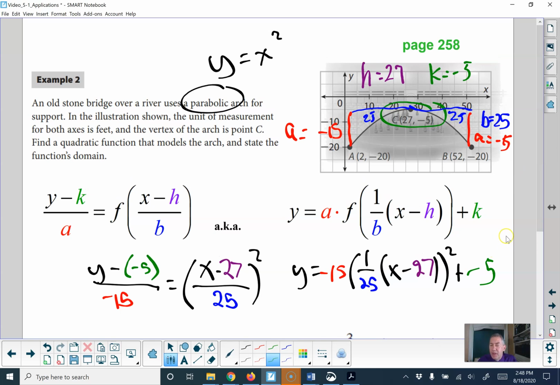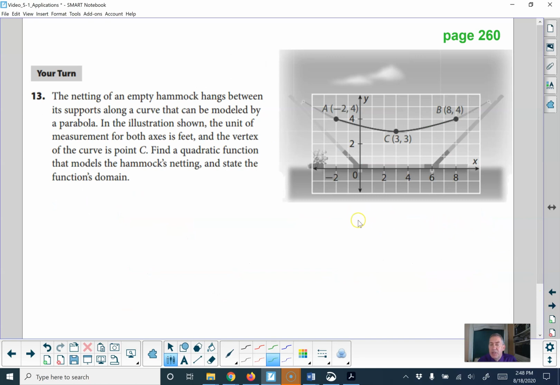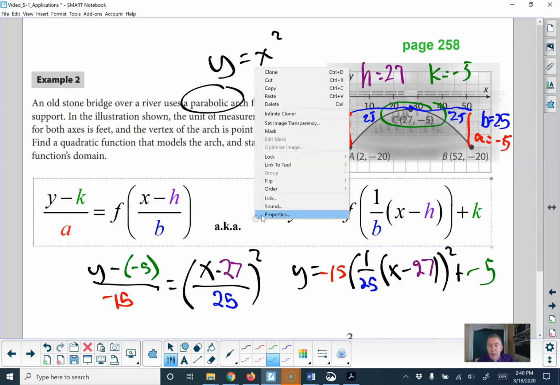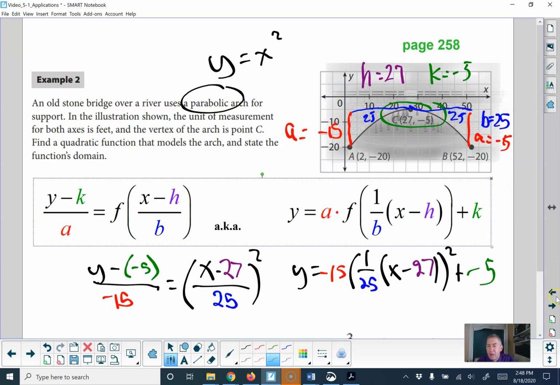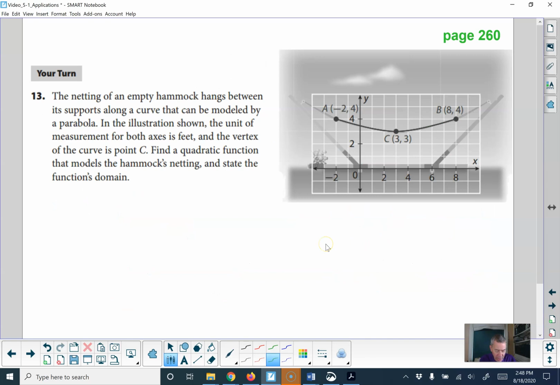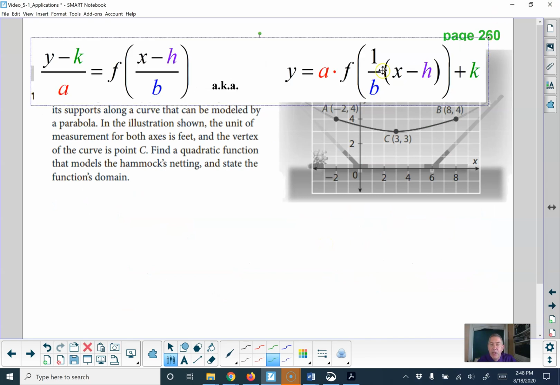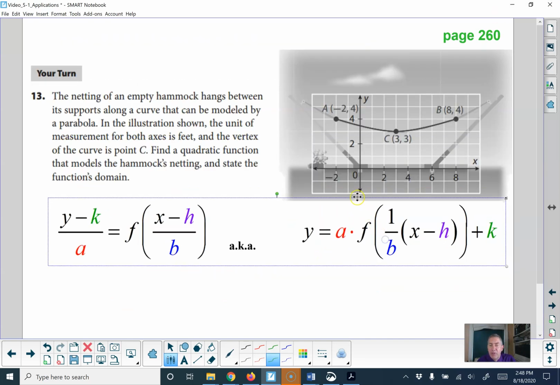All right, now try it on your own. Looking at this question on page 260, think for a minute about what each function should be. Pause, and we'll take a look. And you come back, and we have our equation. I hope you've determined that it's a parabola. That's good. I hope you find the vertex.